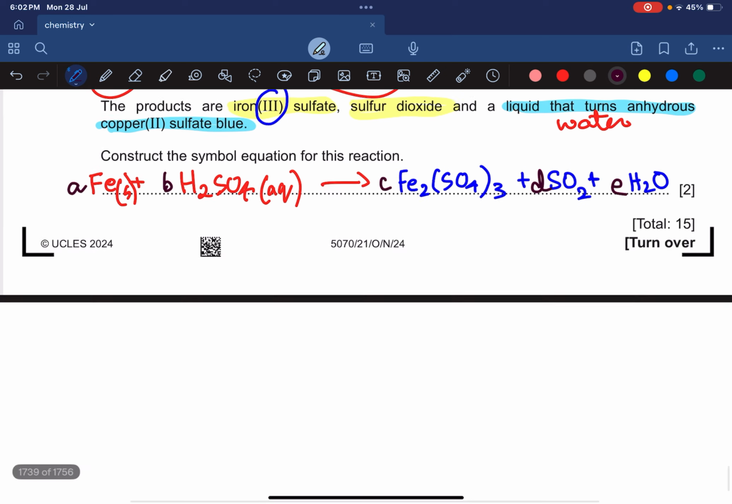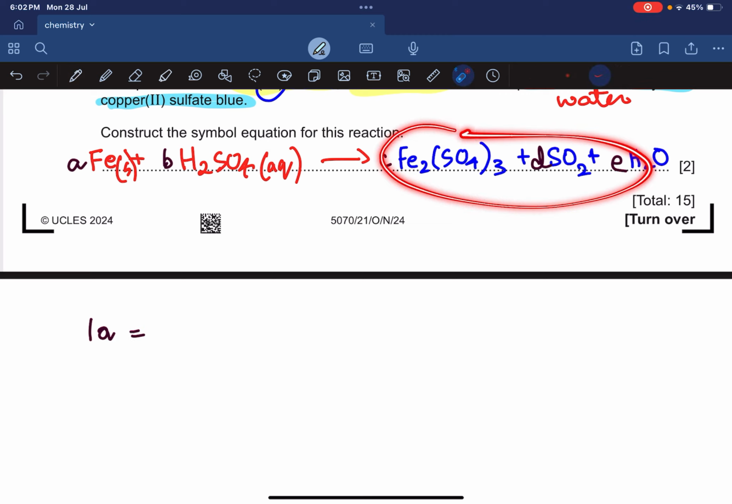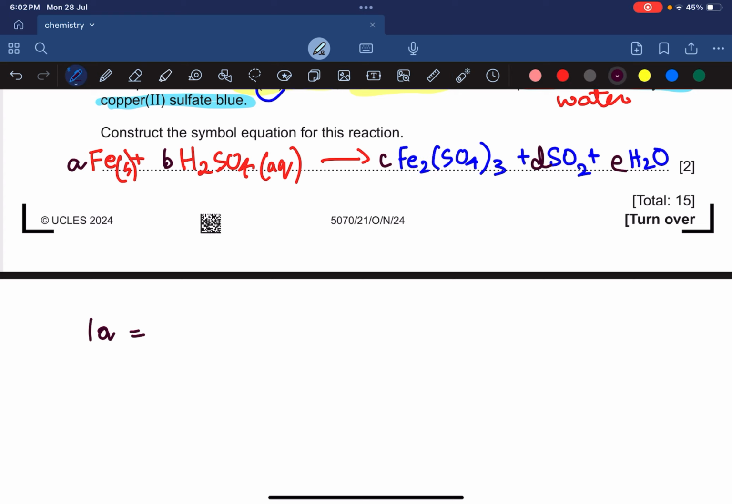Now the next thing that we're going to do is count the number of A's over here, meaning how many irons we have. We have 1A because we have 1 iron. So we write 1A equals how many irons we have on the other side of the equation. We have 2 irons. This is Fe2. So we have 2C. So 1A, 1 iron on this side, equals 2C, because 2 irons on this side. Next, we count hydrogens. How many hydrogens do we have? We have 2 hydrogens, and hydrogen is with a B. So 2B equals 2E, because we have 2 hydrogens on this side as well.